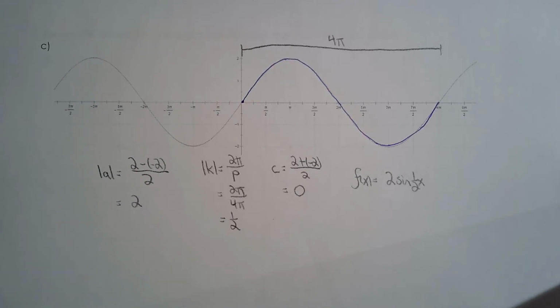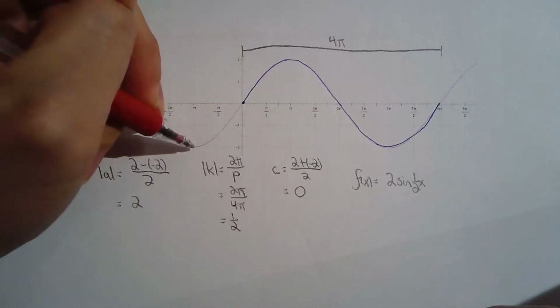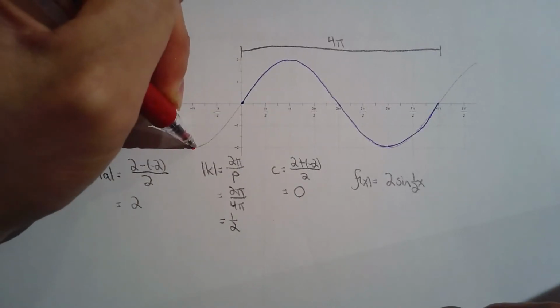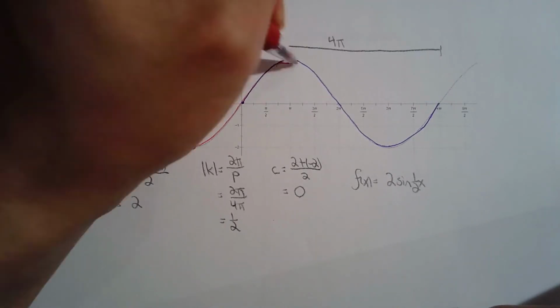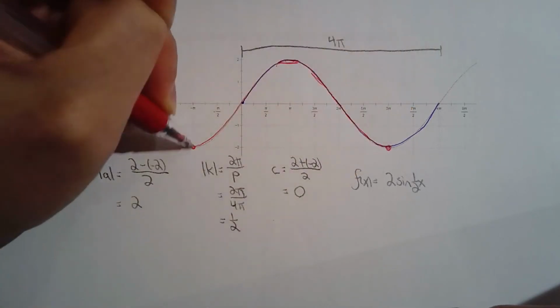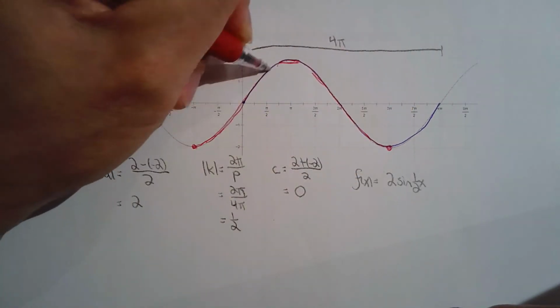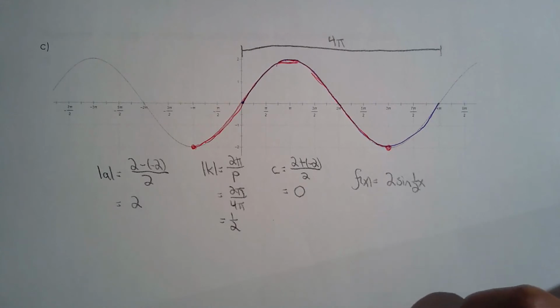Okay, so let me sketch in the cosine wave. So I'll start here, and end over here. Okay. So guess what? The period remains the same. The amplitude remains the same. The equation of the axis remains the same. It's just the starting point that has changed.